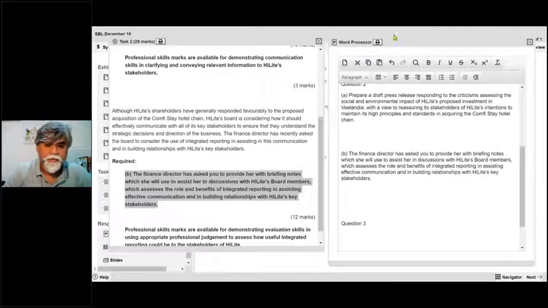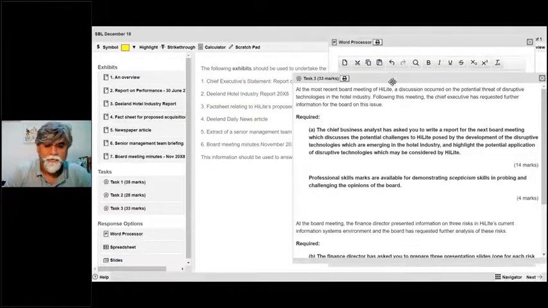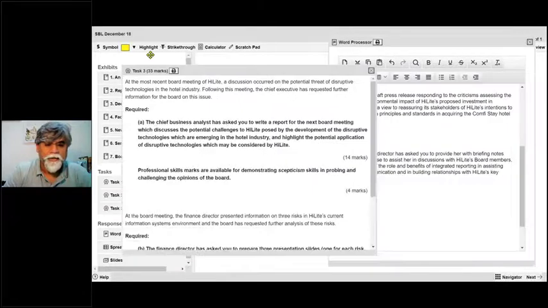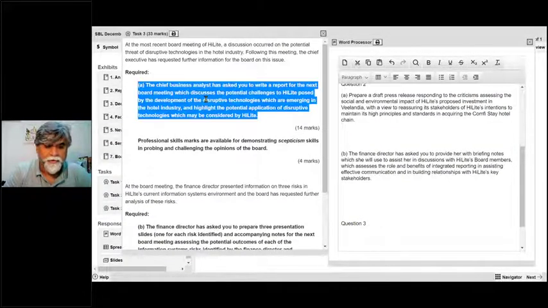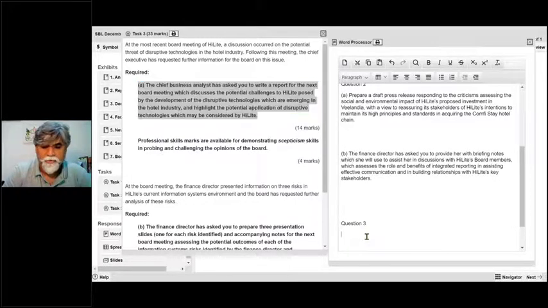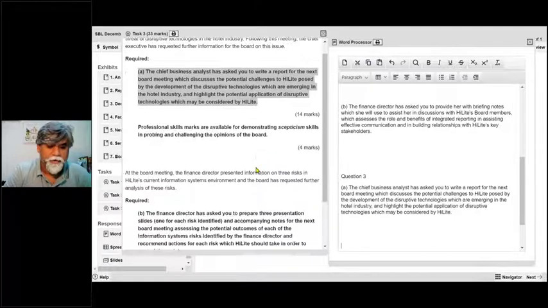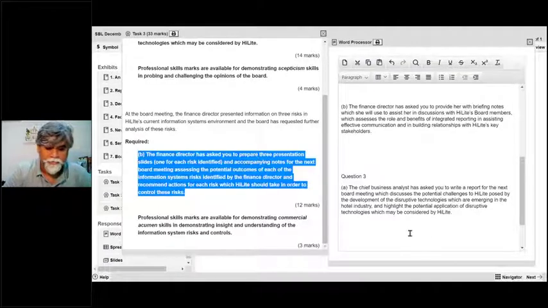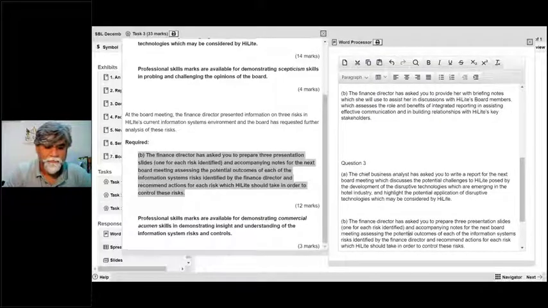3. I close this exhibit. I go to task 3. Quickly, I bring this window here like this. Triple click, Control C. I paste it here, Control V. And then I go here. Triple click, Control C. I paste here, Control V. Okay, done.